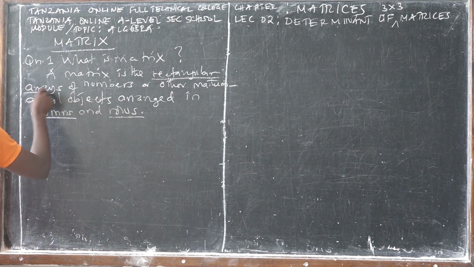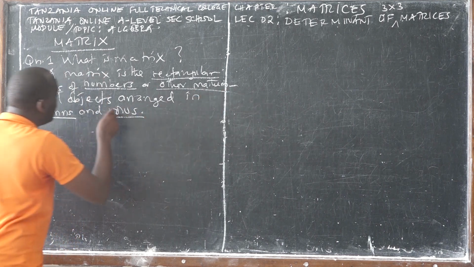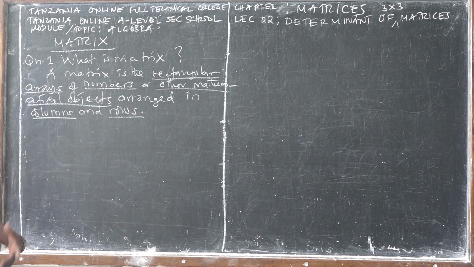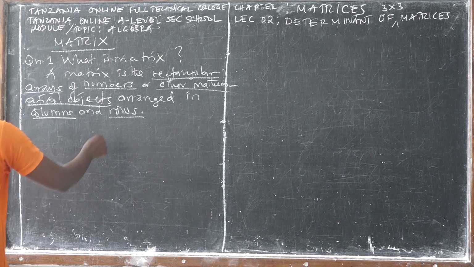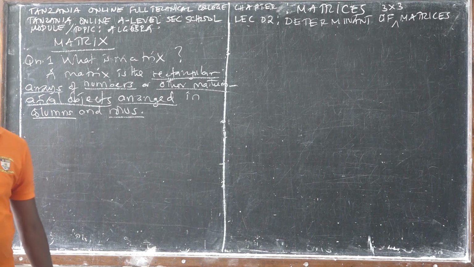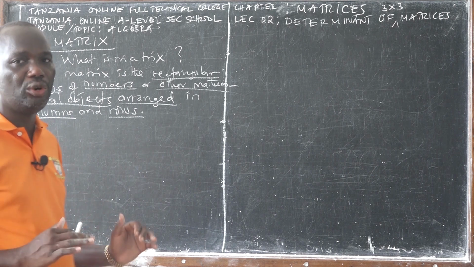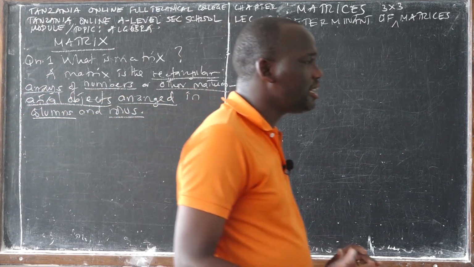A rectangular array of numbers, or other mathematical objects such as statistical data. These numbers or objects should be arranged in columns and rows, or in columns only, or in rows only, depending on the type of the matrix. So this is the style of arranging numbers in columns and rows.